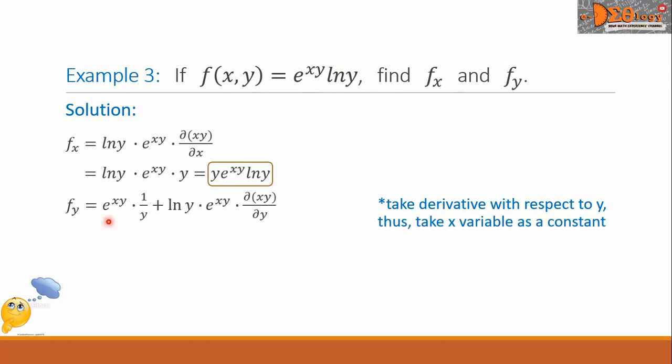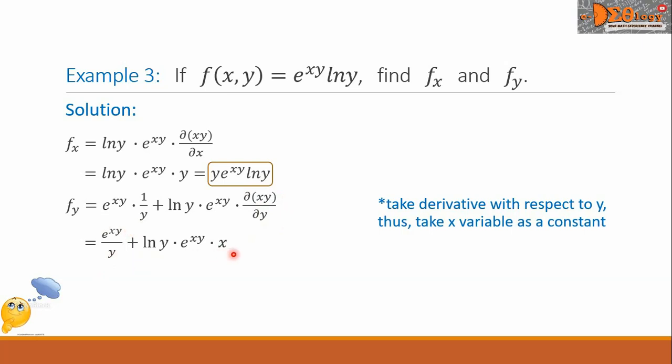So the first component is e raised to xy multiplied by derivative of ln y, and that is 1 over y, plus we copy the ln y times derivative of e raised to xy. So we copy the e raised to xy multiplied by partial derivative of that exponent xy with respect to y. When we simplify this, we have the answer as x. Now we have two groups. This is the first group and this is the second group.